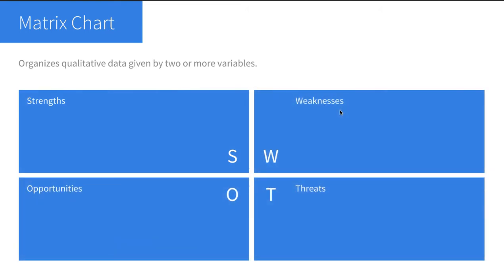Matrix charts or rubrics organize qualitative data, versus quantitative data. Qualitative data is words, right? It's opinion, but it's informed opinion. So when we look at the SWOT, the strengths, weaknesses, opportunities, and threats, those are what people generally might think are the strengths and weaknesses, and you'd put them down in that, and that's a matrix chart.